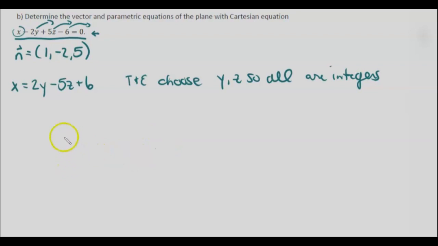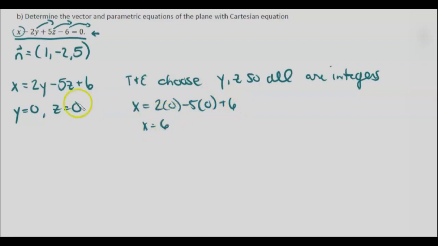Okay, so let's try y equals 0 and z equals 0. What are we going to get? So I'll do the work on this side. If we have x equals 2 times 0 minus 5 times 0 plus 6, well, x is going to equal 6. Okay, so we're going to have A, which is going to be 6, 0, 0, and that's just a point.